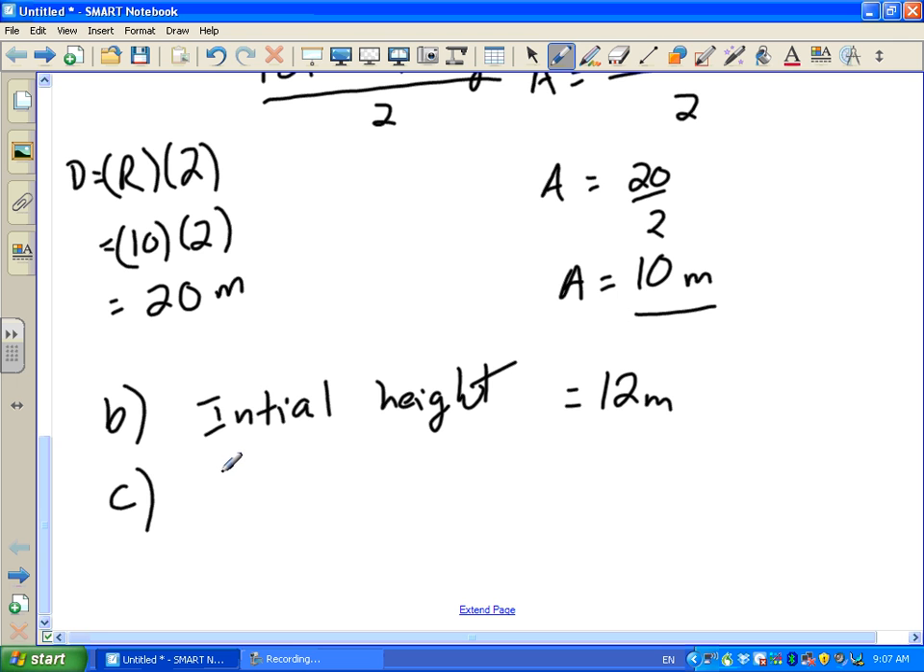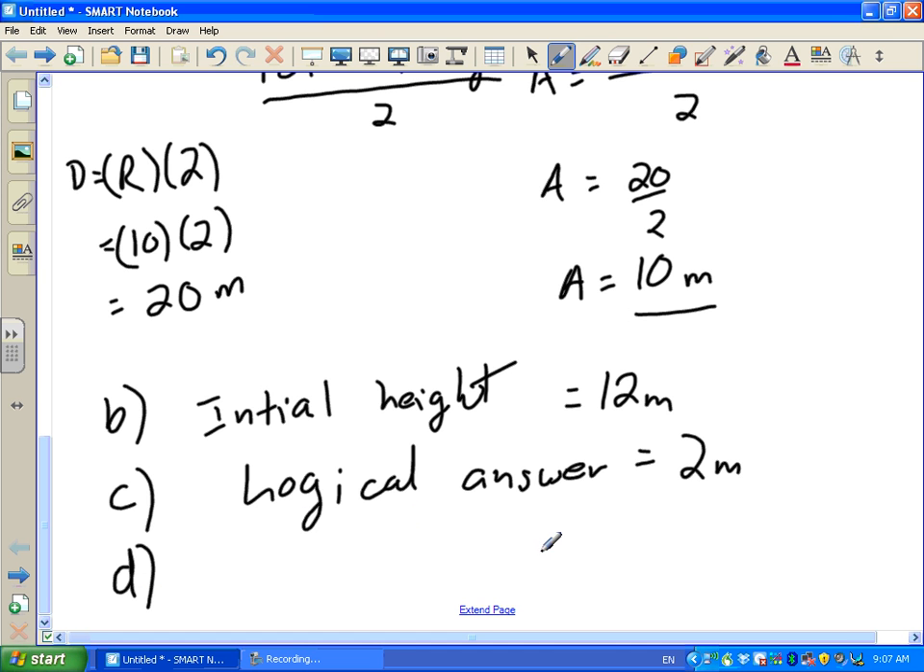Okay? I won't ask you a question like that on the test, not without a little more clarification. Logical answer, it'd be at the trough, so at 2 meters, 6 feet above the ground. It'd be pretty hard to board it at 12 meters, but who knows if there was a ladder or not.